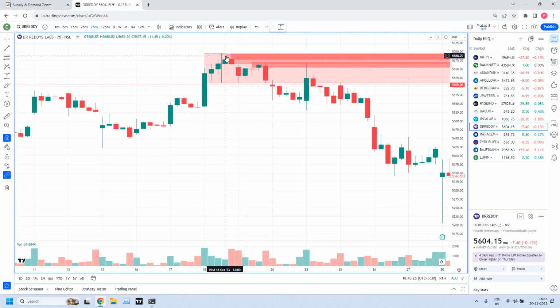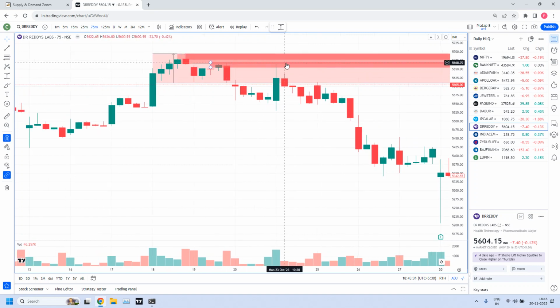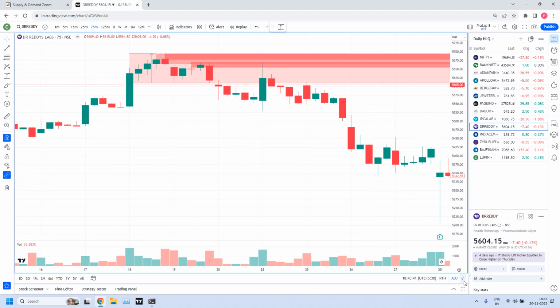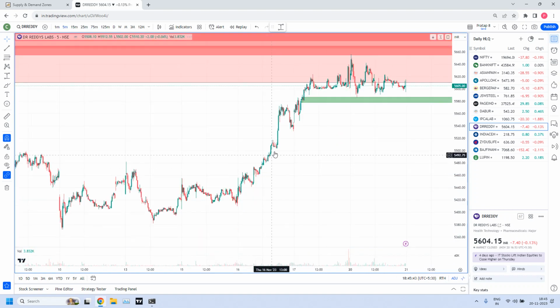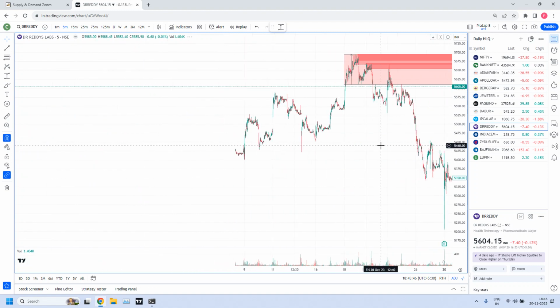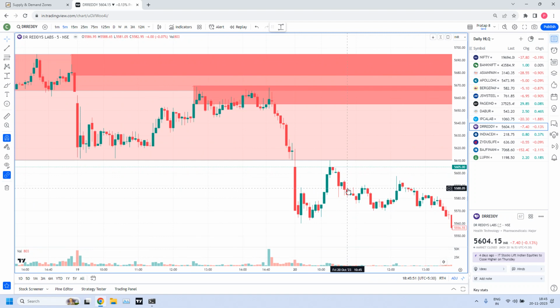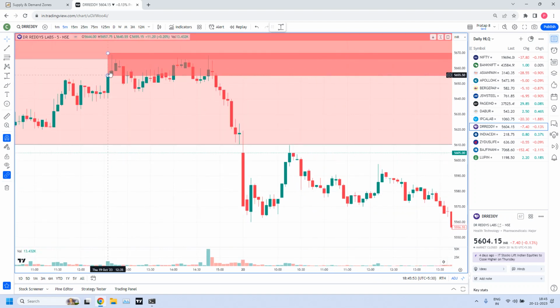The reason why I have reduced the 75-minute zone is because prices already went deep inside. And just before this, I identified a 5 minutes zone. This is the 5-minute zone. So let's go to the 5-minute zone. So here we have a rally candle, we have base candles, and then we have a drop candle.